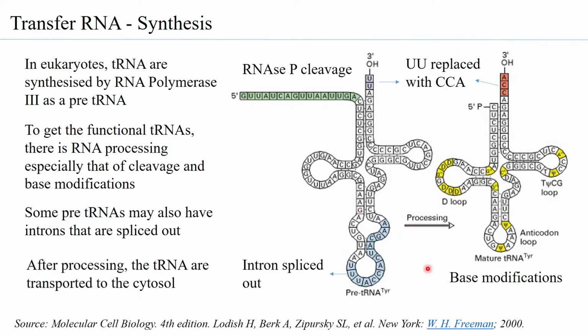Once the pre-tRNA has been converted into the functional mature tRNA, only then is that tRNA transported to the cytosol. The transport of the tRNA to the cytosol is by the exportins, which export the tRNA through the nuclear pore complex into the cytosol.